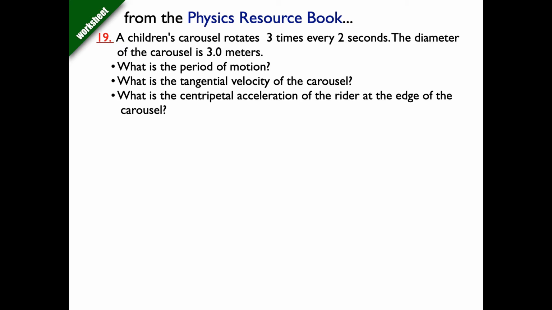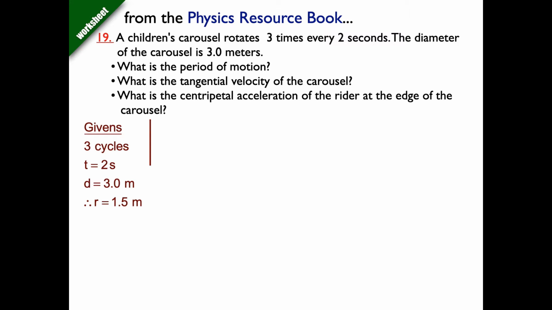All right, so let's go through it first by doing what we always do. Let's list what we know. So we know it goes around 3 times. That's 3 cycles. And it takes 2 seconds to do that 3 times. That's 2 seconds. And that's not the period of motion or the frequency. That's just time to complete some task. That's why it's a little t, not a capital T for period. The diameter of the carousel is 3 meters. That's great. That means the radius is 1.5 meters. So that's kind of an obvious conversion for us.